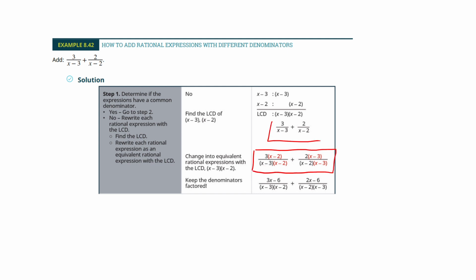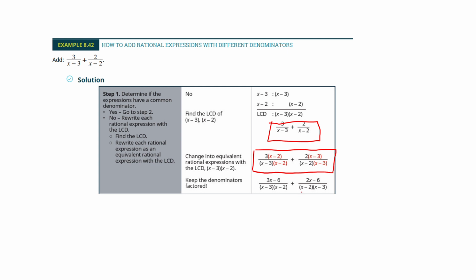So if we start with this problem here, this side is missing the x minus 2. So we're going to give it to it. But if we give it to the bottom, we give it to the top. Now here we need the x minus 3. If we give it to the bottom, we give it to the top, which is what I have in this lower box.